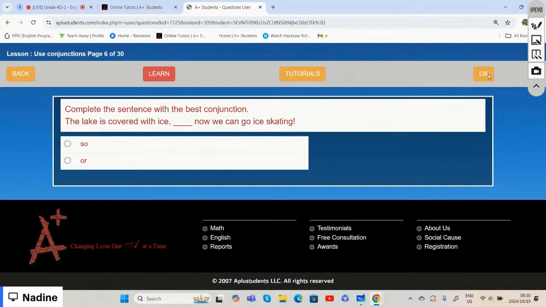All right, so we say that the lake is covered with ice. Do we say so now we can go ice skating, or do we say or now we can go ice skating? Which one is correct? So or or?